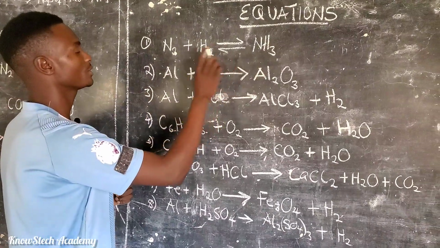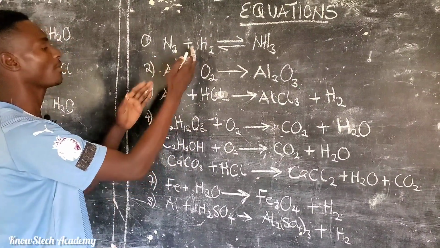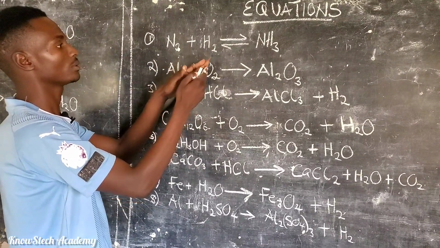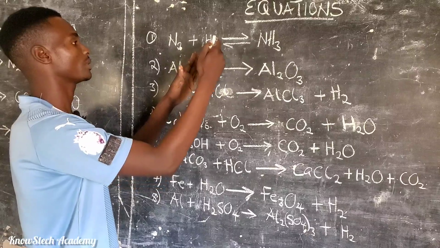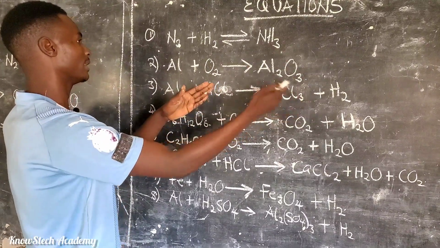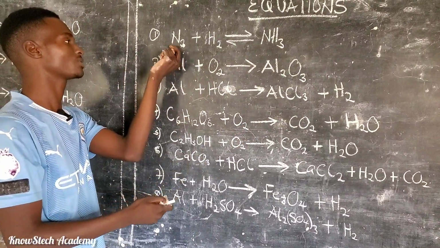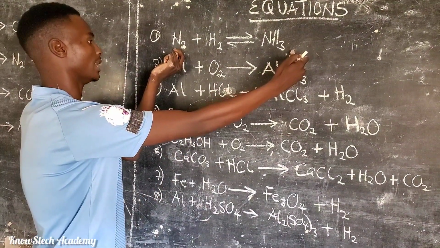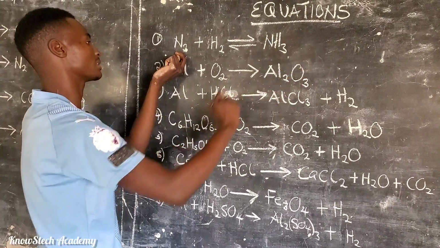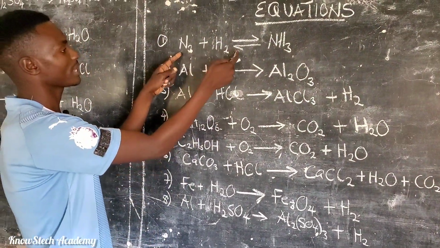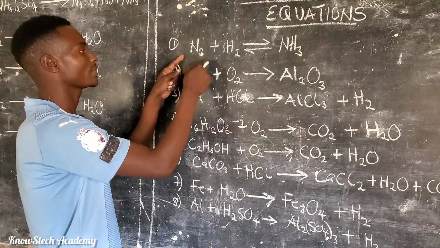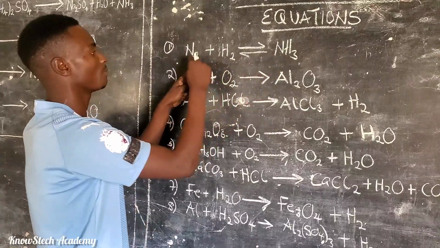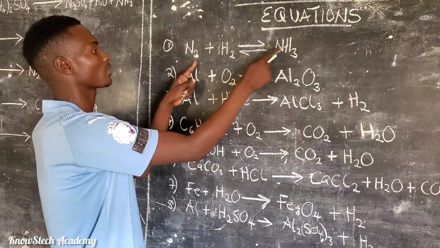balancing chemical equations, you need to know that the number of atoms of a specific element on the reactant side must be equal to the number of atoms on the product side. What I mean is, if we have 2 atoms of nitrogen on this side, this side also should have 2 atoms of nitrogen, or else you need to balance it. So on the reactant side, we have 2 atoms of nitrogen. Then on the product side, we only have 1 atom of nitrogen. So to balance the number of nitrogen atoms, we're going to put a 2.